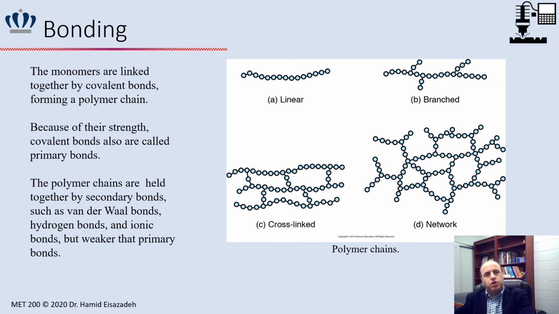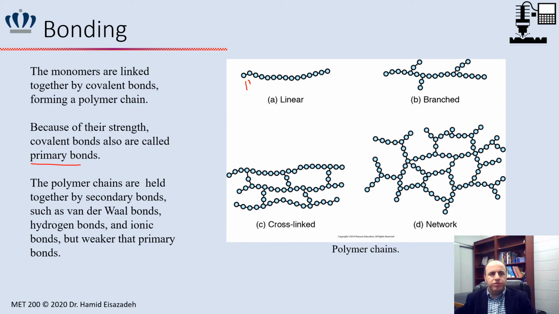In the polymer, we have different types of chain. The first one is called linear chain, then branch, cross-linked, and network. These monomers are connected, linked together by covalent bonds. So the type of bond that we have in this link is covalent, and the covalent bond is very strong, and it's called a primary bond.